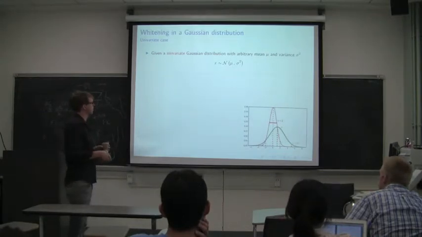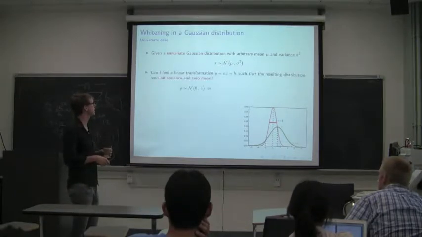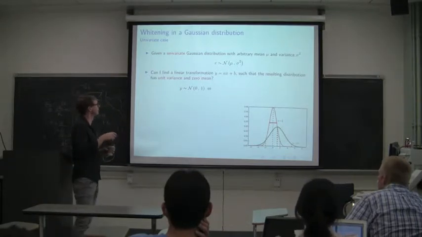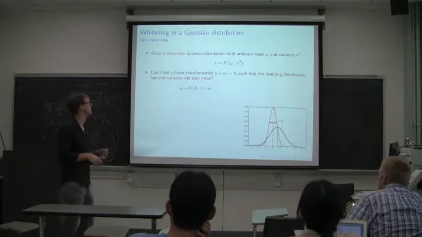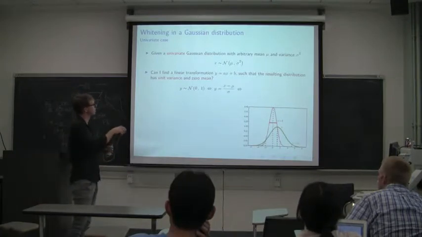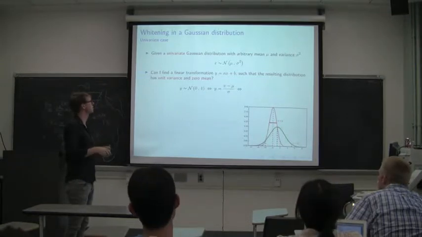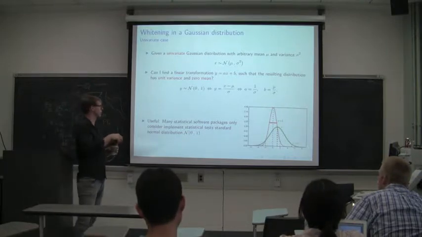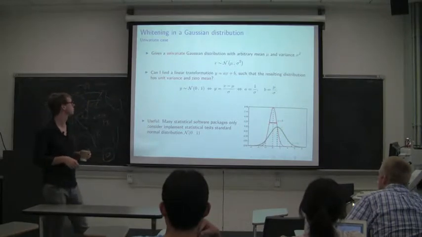What do we mean when we say whitening? It's saying you have some univariate Gaussian, and we want to find an equivalent Gaussian that is just a transformation of this here, which has zero mean and variance 1. We can get it by a very simple linear transformation where we just subtract the mean and divide by the standard deviation. Then we can always get from any Gaussian random variable to something that is just a standard normal.